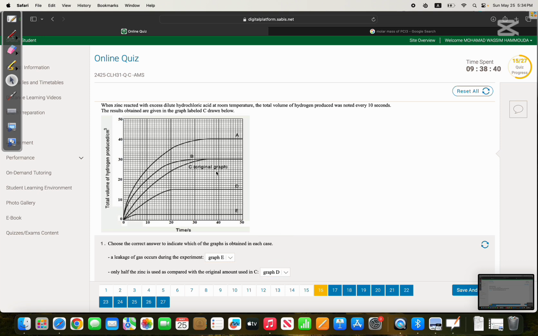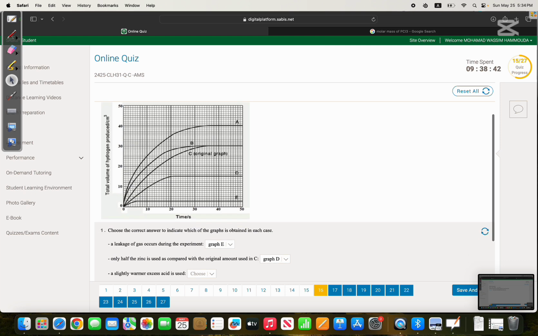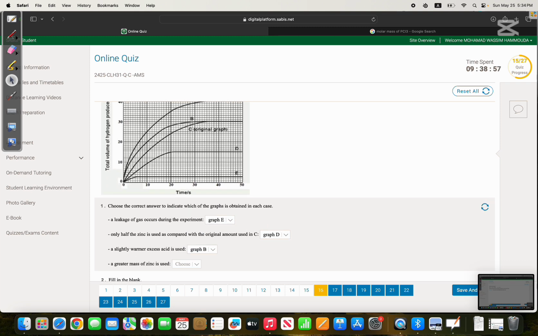Right? Yeah. And then a slightly warmer acid is used. It's going to make the reaction faster, but it won't increase the products. So that will be B. And then a greater mass of zinc means that the concentration of the reactant increases. So that's going to be graph A, because if the concentration of the reactants increases, then the concentration of the product increases.